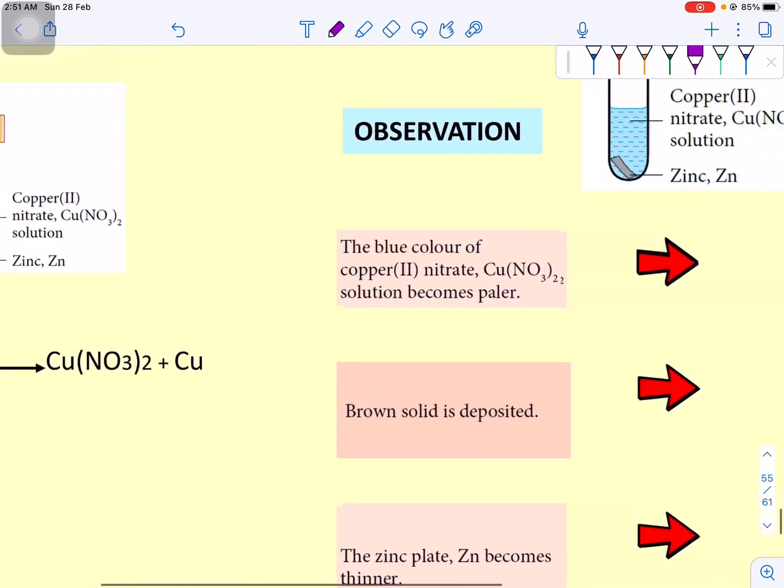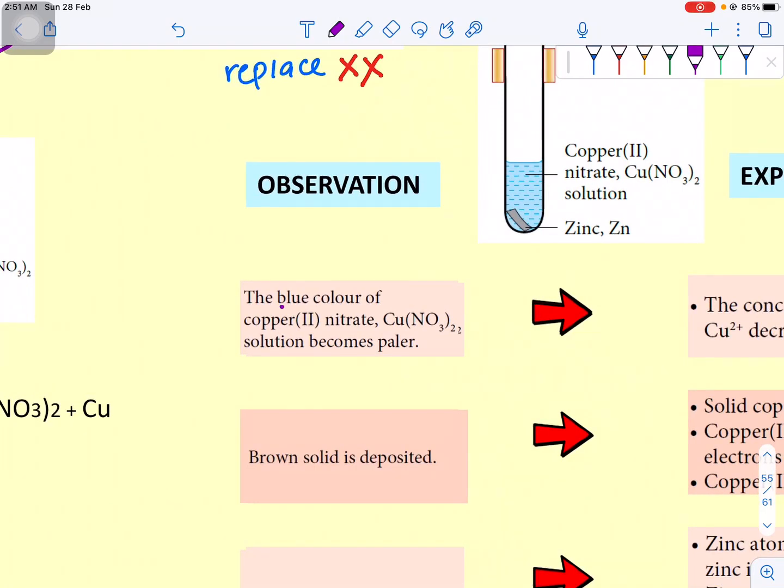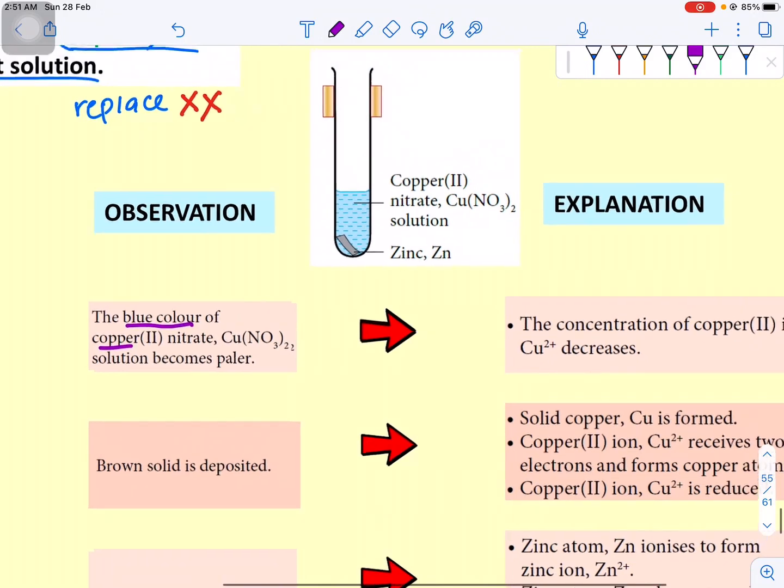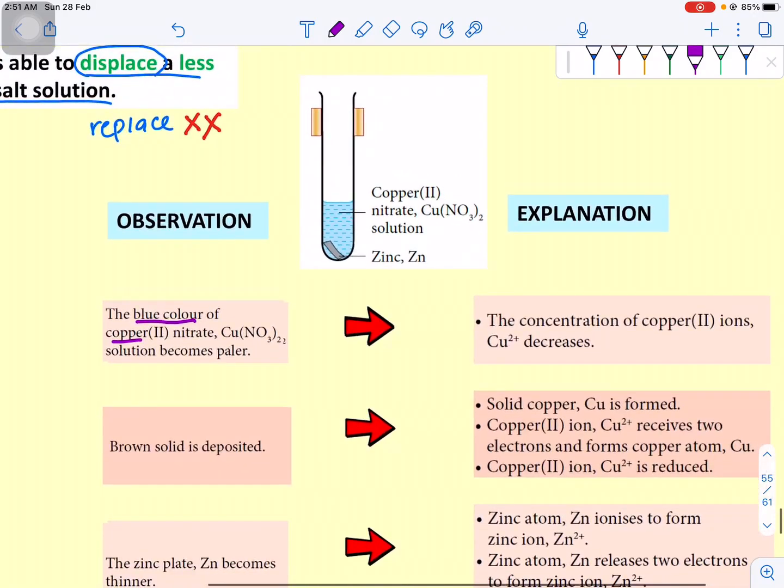So why does the blue color become paler? The blue color is because of the copper(II) ion, and the concentration of copper(II) ion decreases. Makin lama copper(II) ion makin sikit. Where is the copper(II) ion before this? It is in the copper(II) nitrate solution. So as the concentration of copper(II) ion decreases, warna biru dia makin lama becomes paler and paler.